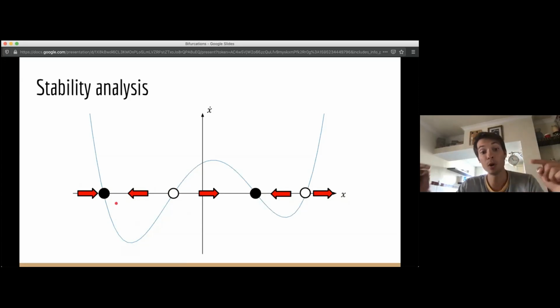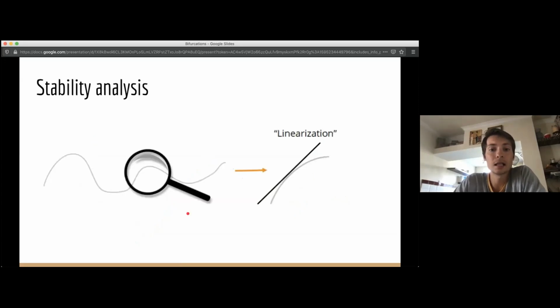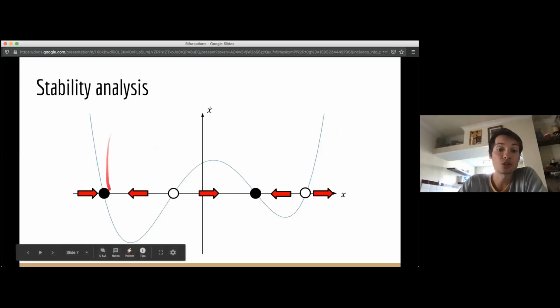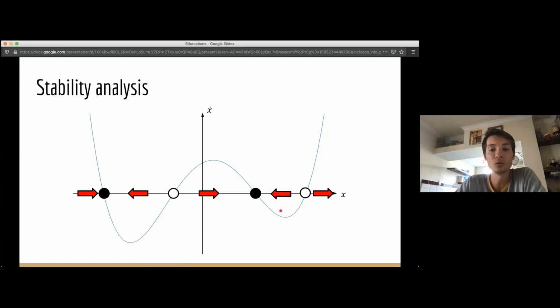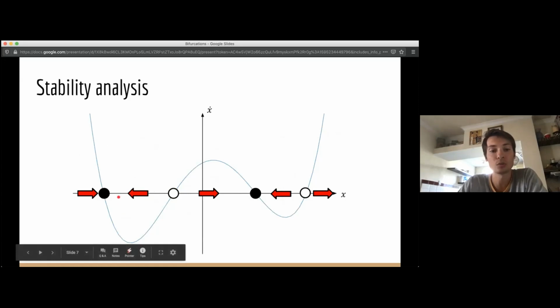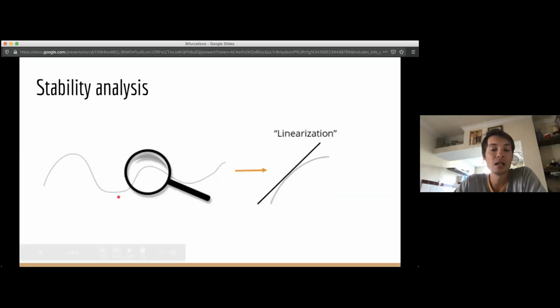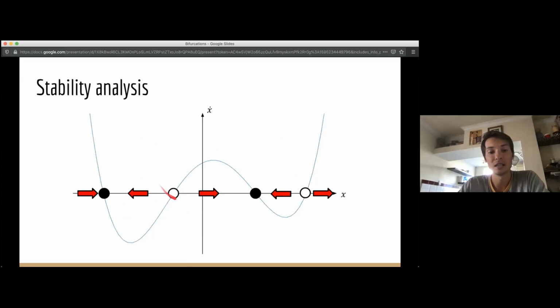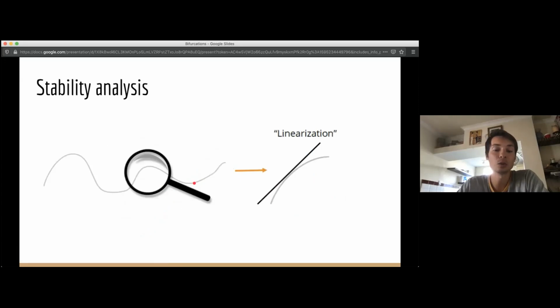When the arrows point towards the same direction, then we call such a point stable. Whereas when they point outwards, we describe such a point as unstable. And in general, the shape of that curve can be pretty complex. So it's not always easy to say straight away what type of point we are dealing with. So very often, mathematically, what we do is we zoom in on the area very close to our fixed point.